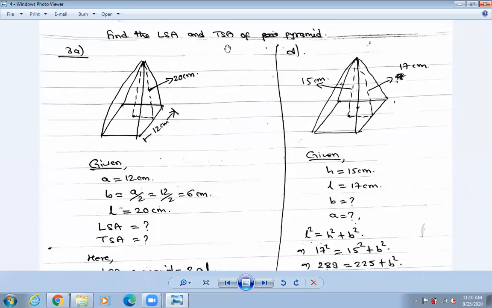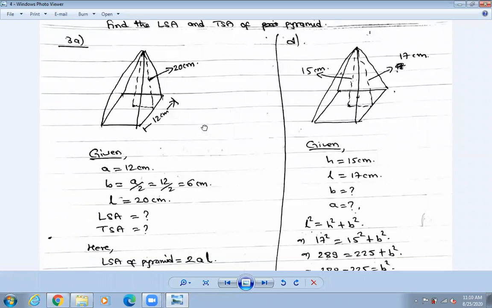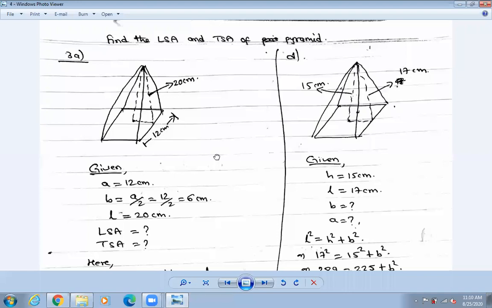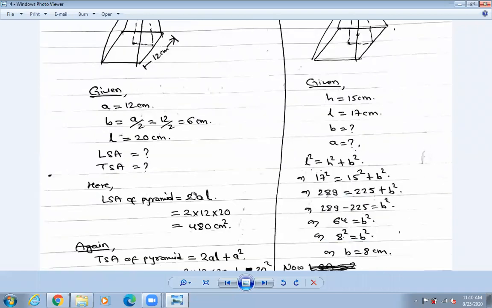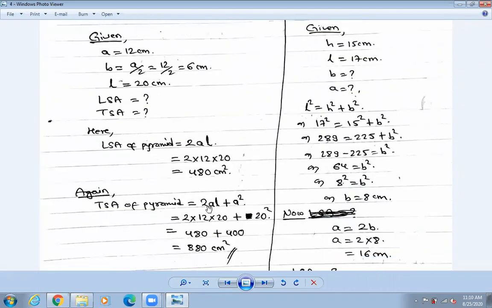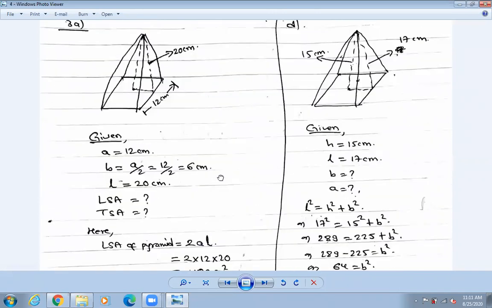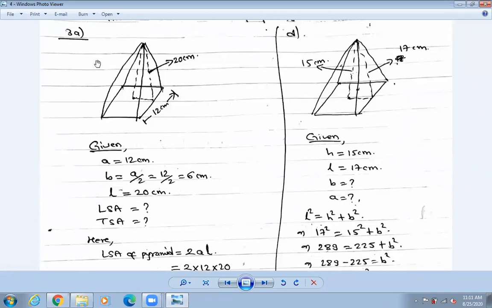Find LSA and TSA of pyramid. I'll send you the photo afterwards. So 3A, find out LSA also, find out TSA also. Before that, let us recall the formula. What is the formula for LSA? 2AL. What is the formula for TSA? 2AL plus A square. So only 2 things are required: A and L. We need only A or L. Look at the question. What are given over here? Number 3A.